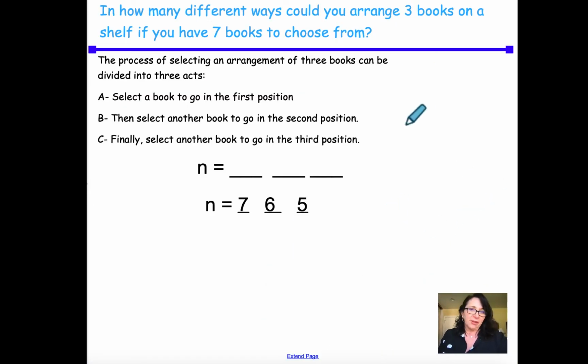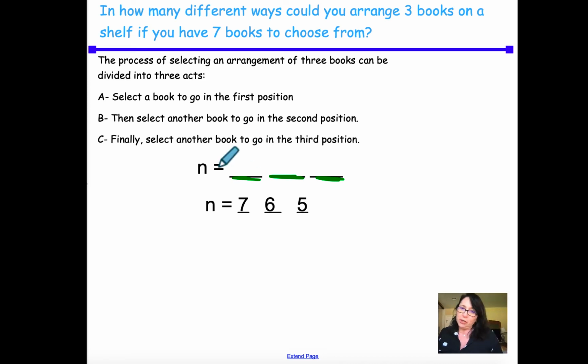So we're going to get started with this. We're going to talk about these permutations where order matters. How many different ways could you arrange 3 books on a shelf, but you have 7 books to choose from? So we've got 3 different spots: the first spot, the second spot, and the third spot.